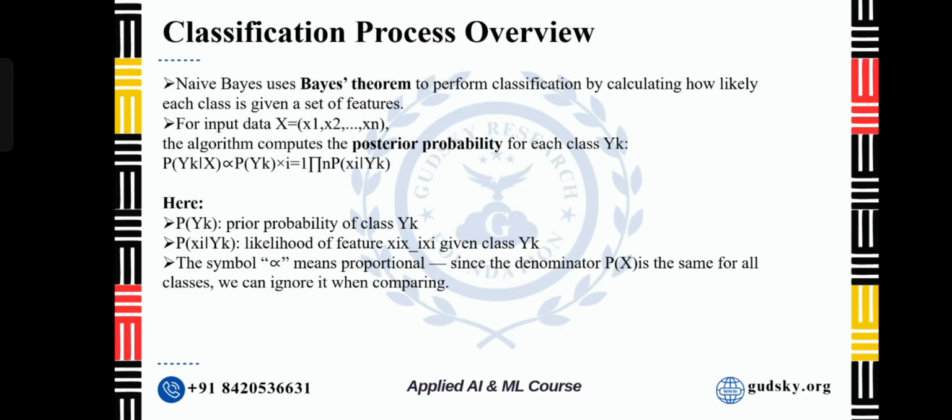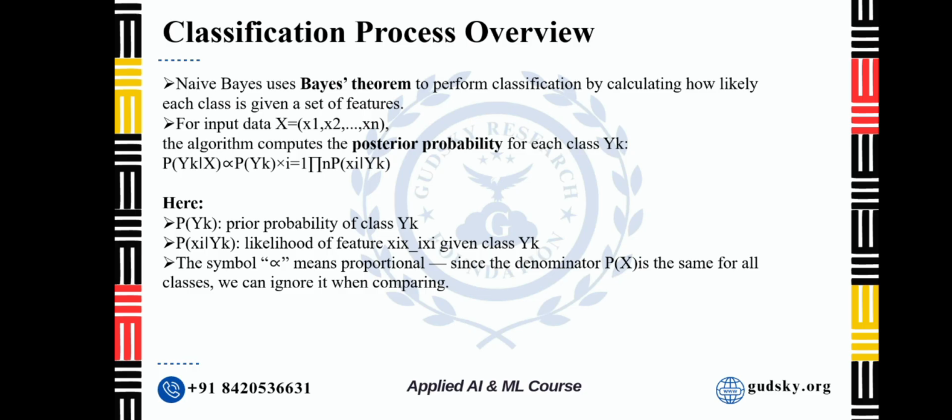Alright, now we have understood Bayes theorem and the naive independence assumption. Let's see how naive Bayes actually performs classification. Imagine you have a dataset, say a bunch of emails. Each email is represented as a set of features like contains the word free, has the word offer, includes the word meeting, and so on. So the goal is to figure out whether the email is spam or not spam.